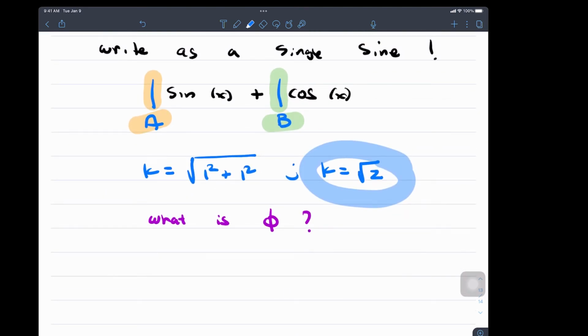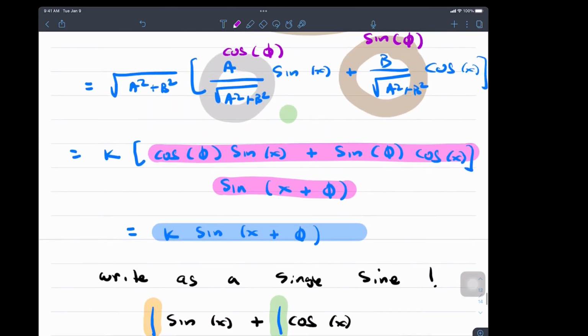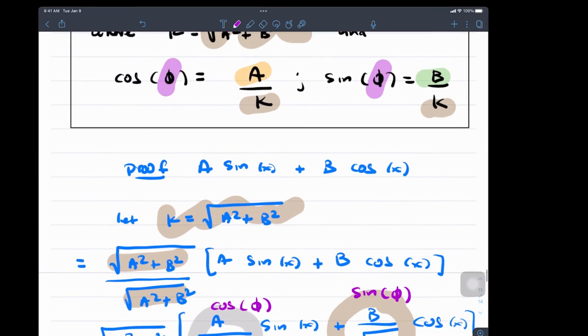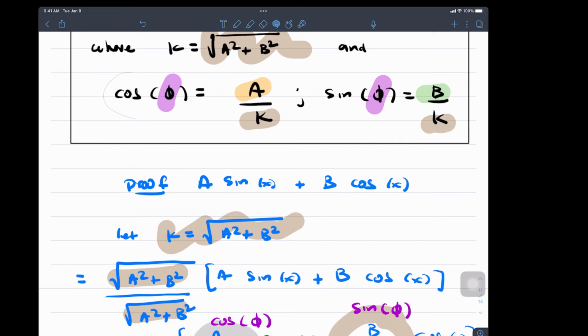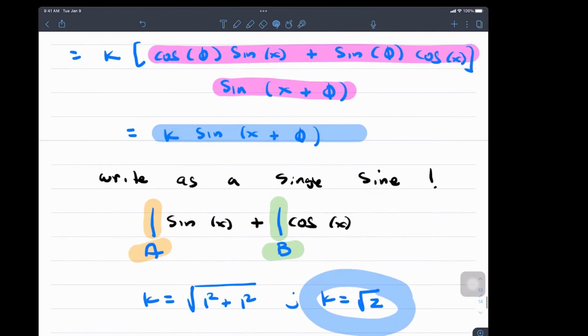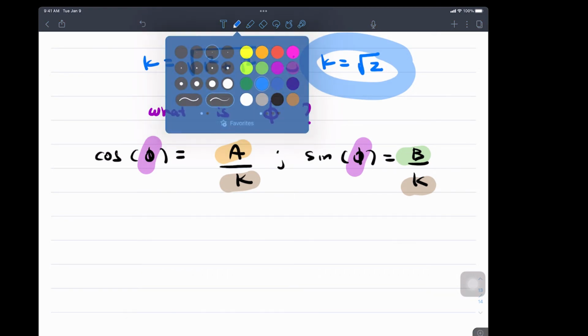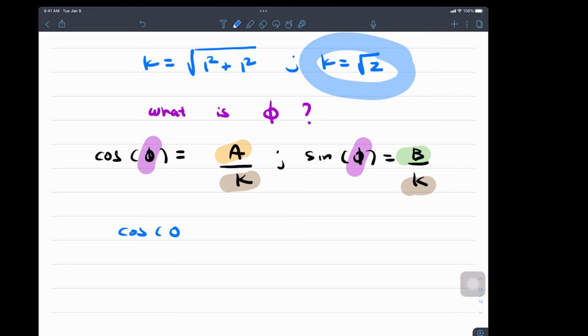So how do you guys think you're going to get phi? How do we get phi? It's very simple. Go back over here and use these formulas here, okay? What do I mean? Cosine phi, A is 1. What is K? Square root of 2. And then sine phi is what? B is also 1, over square root of 2.